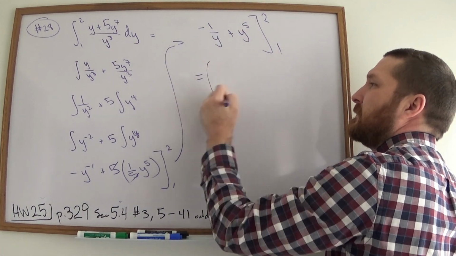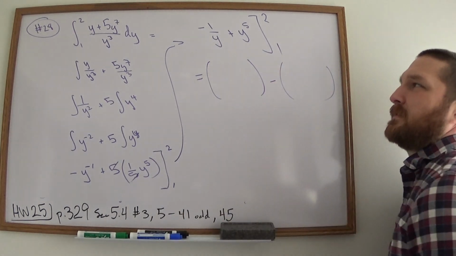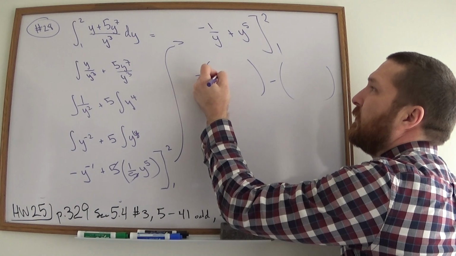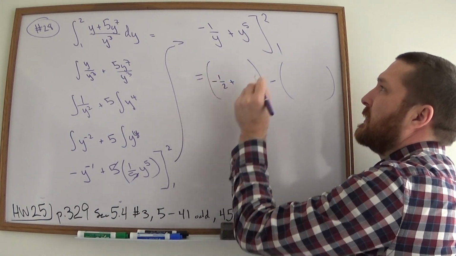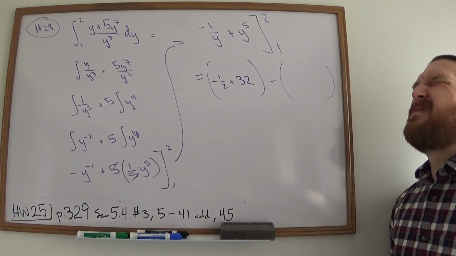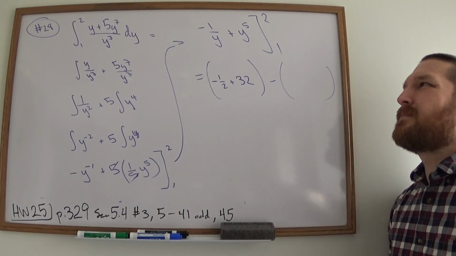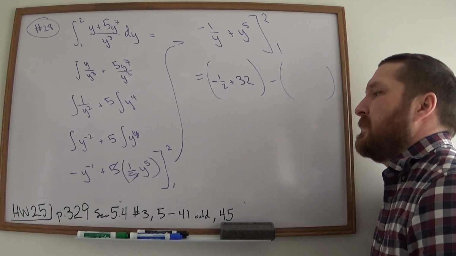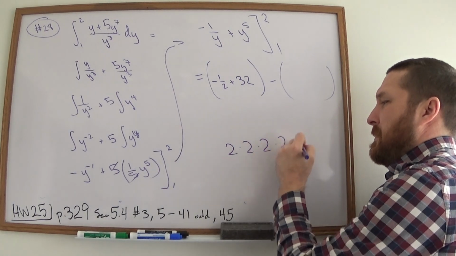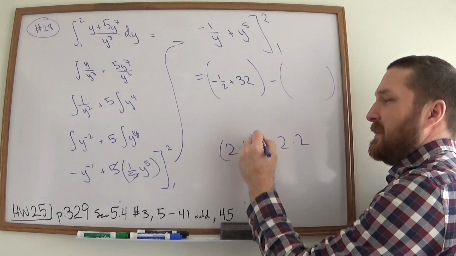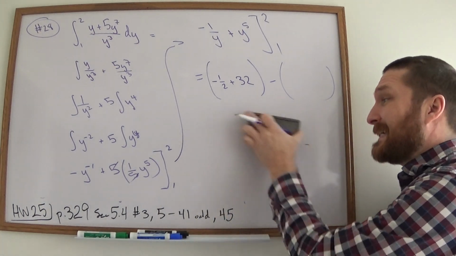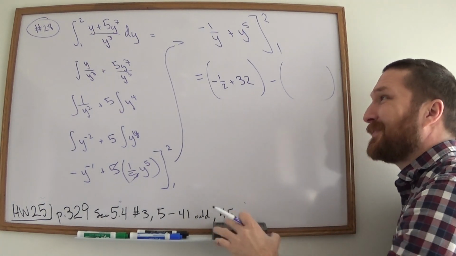Parentheses are your best friends when you're doing this, because there's negatives involved. So negative 1 over 2 plus 2 to the 5th is, I think, 32. Should that sound right? 2 to the 5th. No, wait, it's 64. No, it shouldn't be 32. You're right, 2 to the 5th is 32. Sorry.